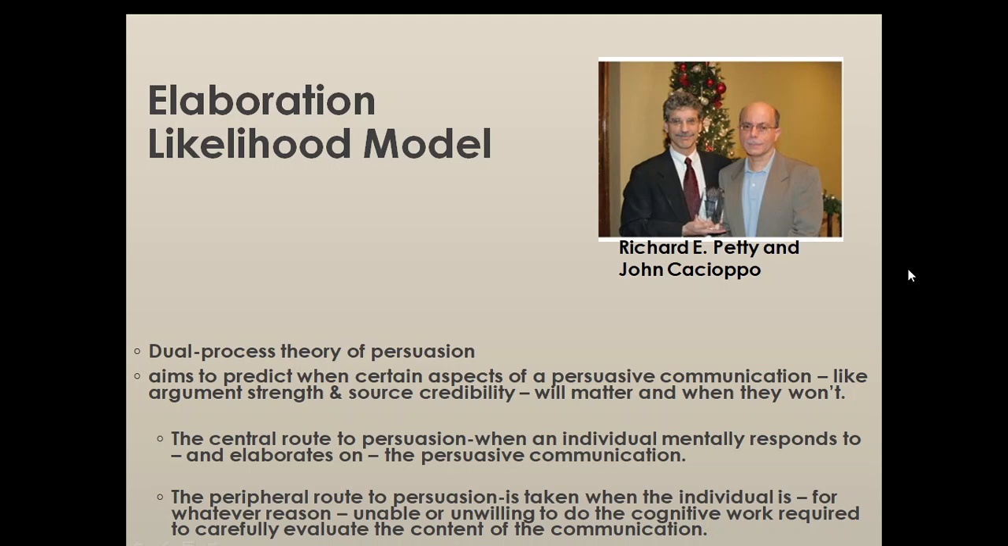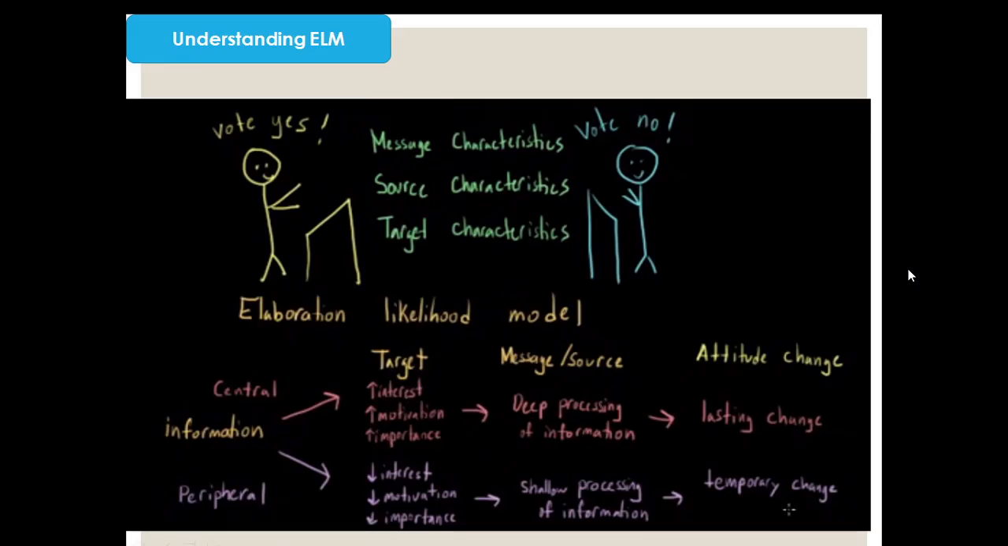So, the theory aims to predict when certain aspects of persuasive communication, like argument strength and source credibility, will matter and when they don't. So what is it that determines when it matters and when it doesn't? We'll take up an example.